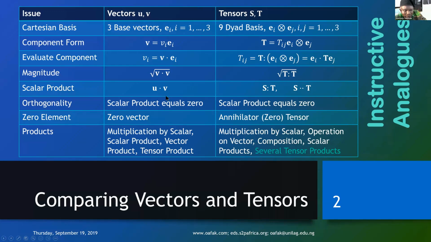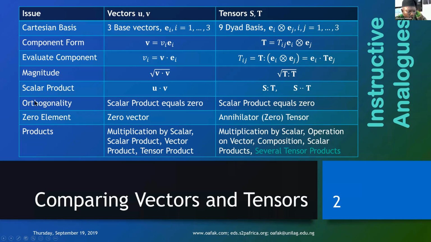And what is scalar product? Scalar product is U dot V. In the tensor it is S dot T. Go to the previous lecture, you'll see how these are defined. There are two scalar products, but I did not define the second one, so forget about it. Let us not worry about that one in this elementary introductory course.